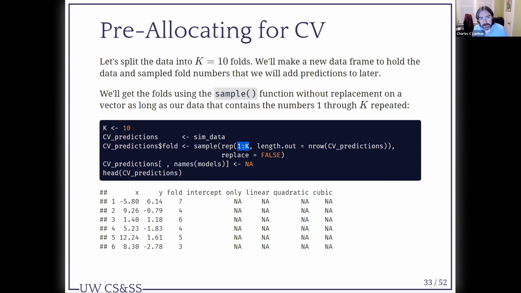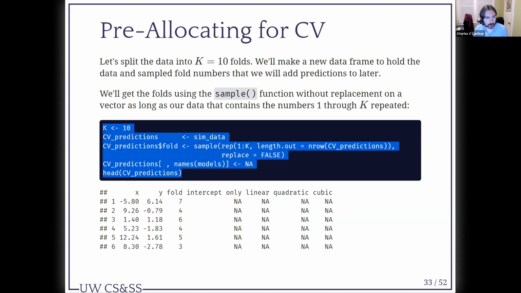Then what I want to do is create a bunch of empty columns, one column for each model we're going to run. So I use a shortcut trick that might be useful to you in the future. I say CV predictions, subset down to a vector of names of the models here, and assign to it NA. This right here is a length 4 character vector. If you assign an NA to multiple columns in a data frame like this, it's going to create one column for each one of these names. So this line here creates 4 new columns in CV predictions, which are these: intercept only, linear, quadratic, and cubic.